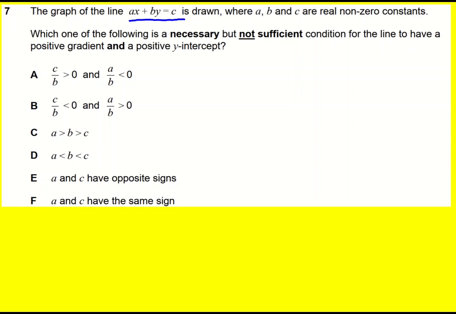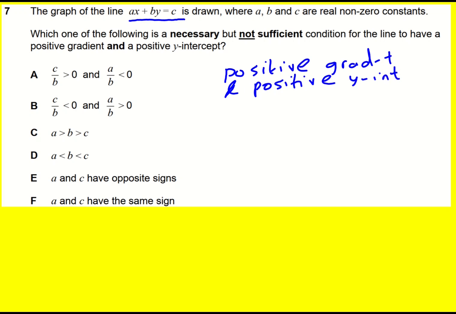We've got ax plus by equals c, a straight line. A, B, and C are real non-zero constants, and we're looking for a necessary but not sufficient condition for the line to have a positive gradient and a positive y-intercept. So what that means is, if it's not sufficient, then it's not implying it that way. But if it's necessary, then positive gradient and positive y-intercept would imply this.